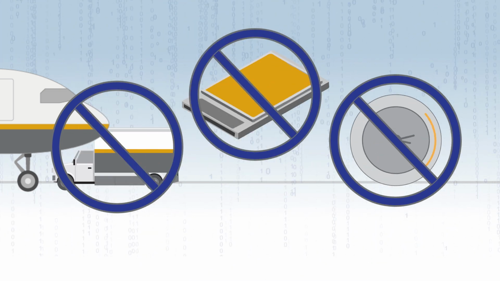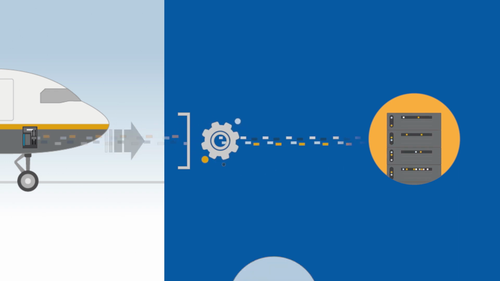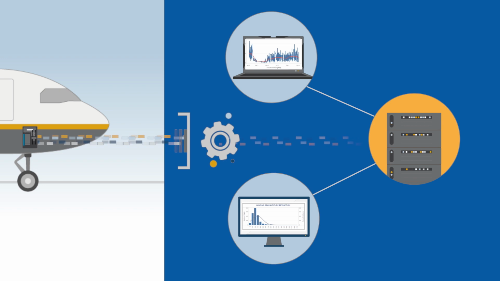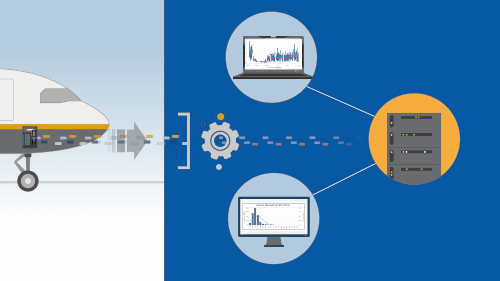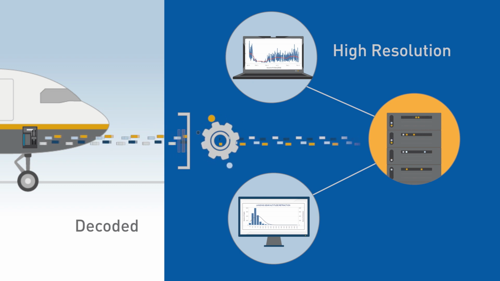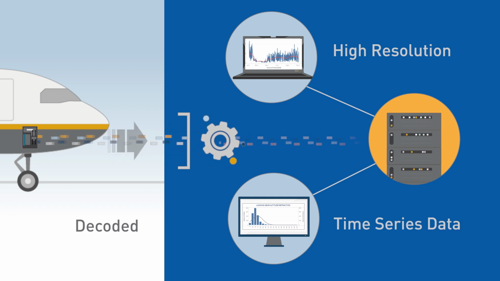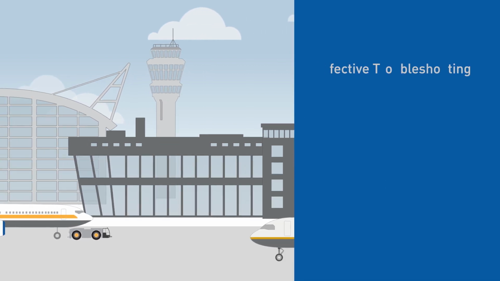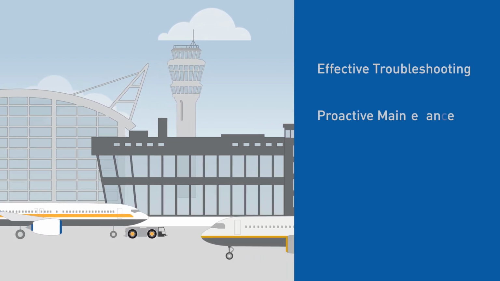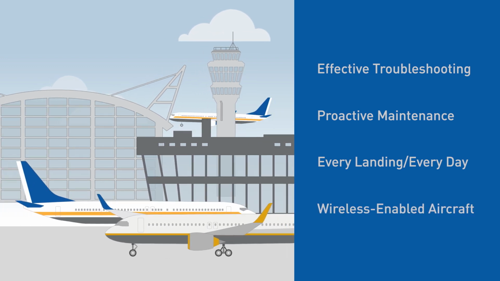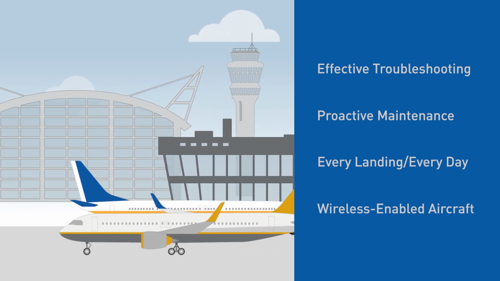With FDA for Maintenance and Engineering, you have the functional equivalent of flight recorder data and more, replayed within minutes of the aircraft landing. Decoded, high-resolution, aircraft sensor, time series data. The information you need to make quick, effective aircraft troubleshooting and data-driven maintenance decisions at every landing, every day, for each wireless-enabled aircraft in your fleet.